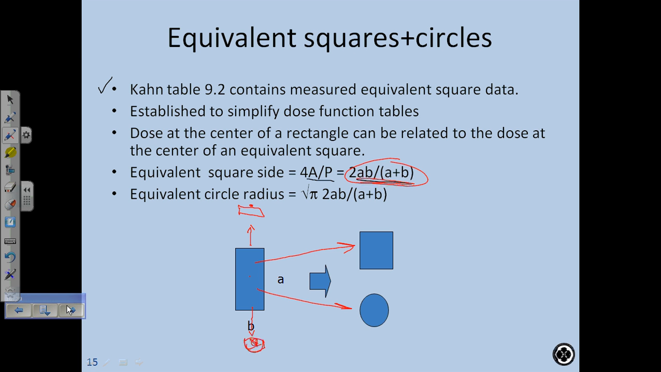Most superficial units have circular apertures, but say you want to treat a lesion that is rectangular, then you need to have that conversion. The tables will be circles, and you need to have that conversion to go to rectangles, or vice versa. You guys probably won't see a superficial unit. They're not that common anymore.